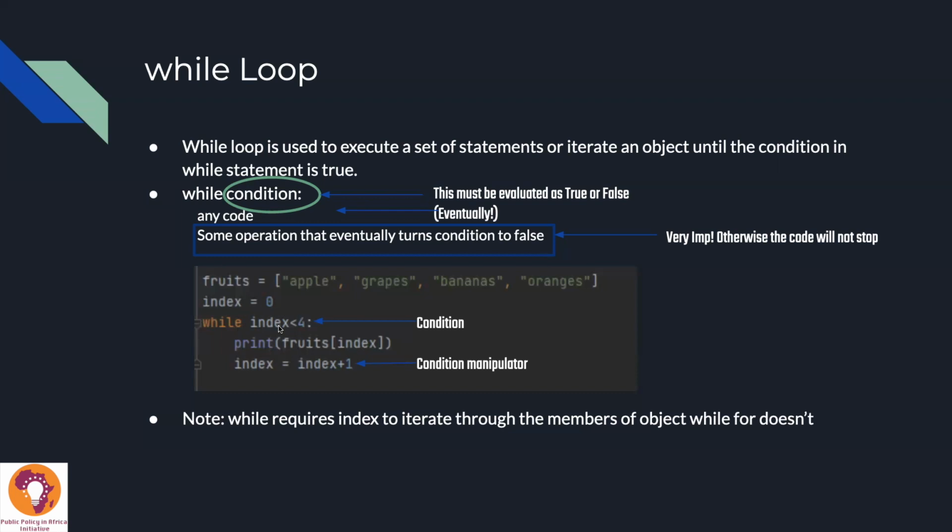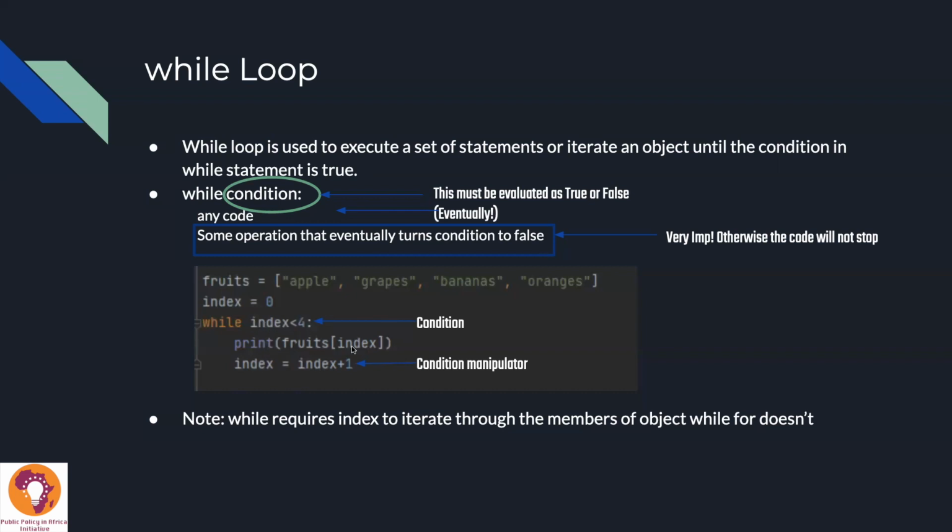Now we check our condition again. Is index less than 4? 1 is less than 4, so we print fruits at index 1. We're going to print grapes, and then increment index again. Now the value of index is 2. Check this condition again. 2 is less than 4. Yep, so let's go into the code, and we execute print fruits at index 2. We're going to print out bananas here, and then increment index again. Now the value of index is 3. Is 3 less than 4? It is.